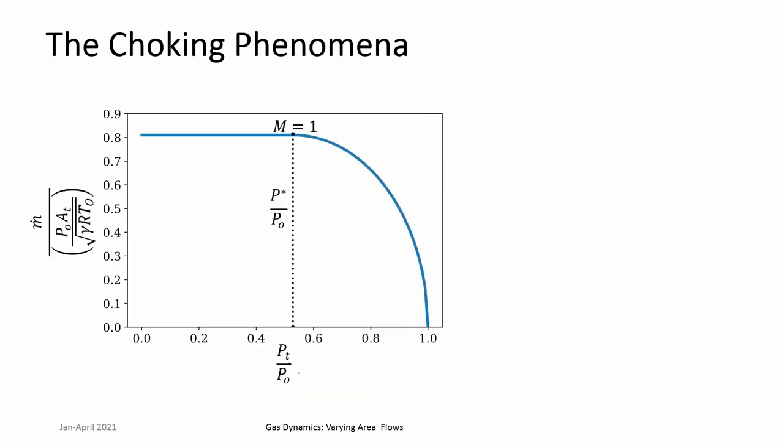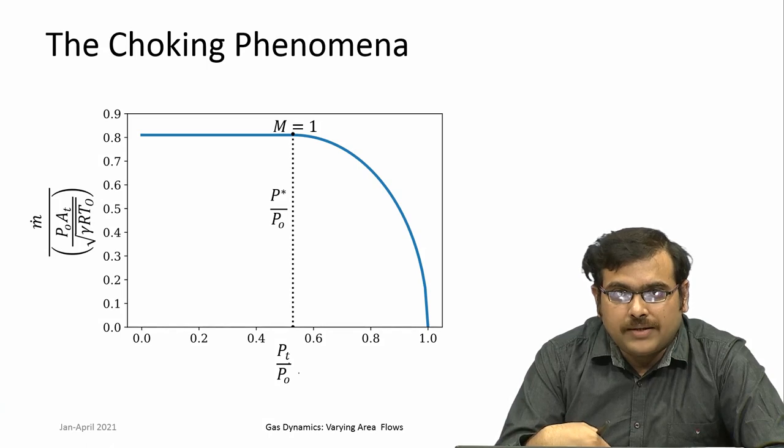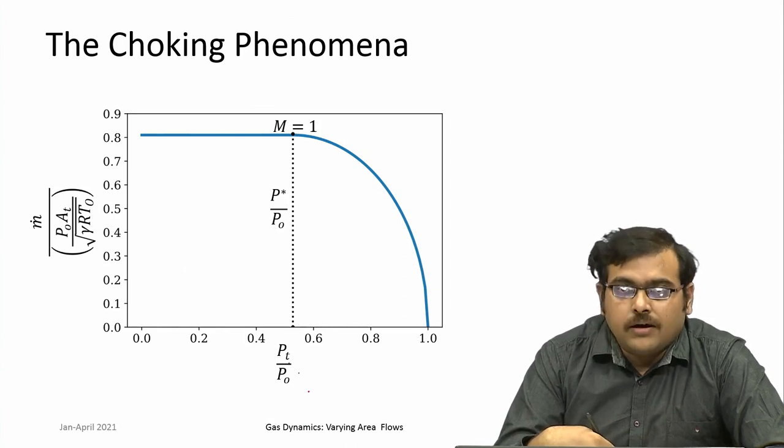If you plot m dot t versus Pt by P naught, this is what you observe: as you start decreasing Pt by P naught from 1, initially you can take the entire thing to be at a constant pressure, so there is no flow happening. Once flow starts happening, Pt by P naught will start reducing. This can be either due to an increase in P naught or a decrease in Pt. It is valid in both cases as long as you look at the ratio Pt by P naught.